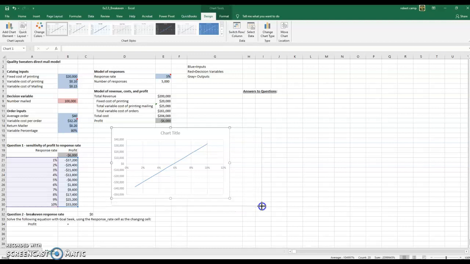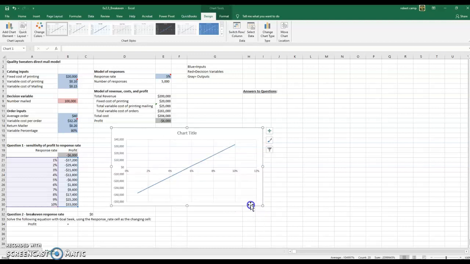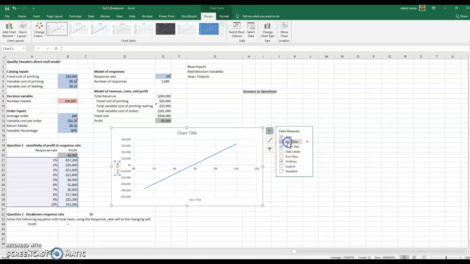Now this is by no means complete because we don't have axis titles. So let's do that. Let's make it a proper graph. And so this here would be response rate.